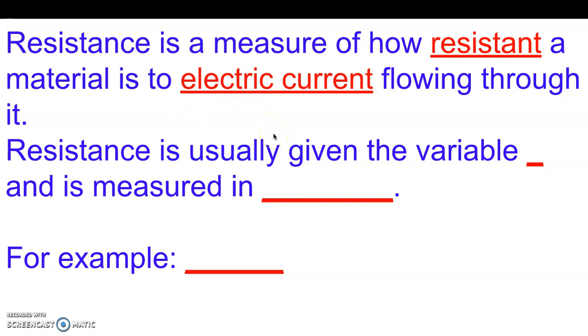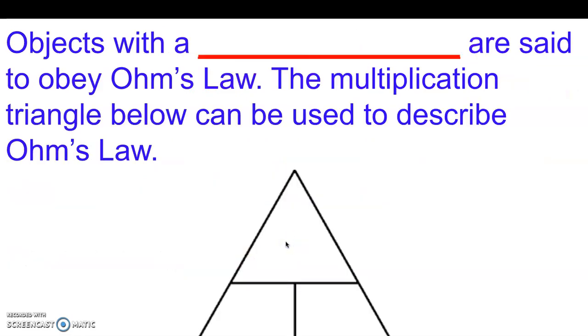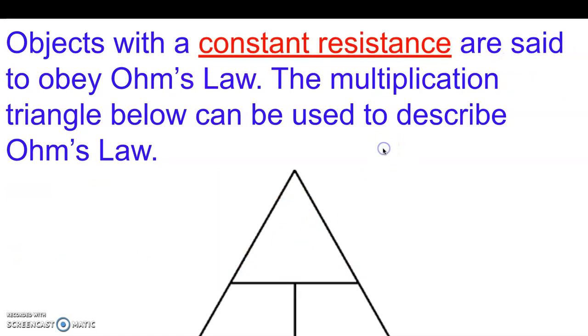Okay, so resistance is usually given the variable R, and it's usually measured in ohms, so we use the Greek letter omega, which kind of looks like a horseshoe, to abbreviate ohms. For example, you might write R equals 2 omega, or R equals 2 ohms. That might be how you write an answer for resistance. Okay, so objects with a constant resistance are said to obey Ohm's law.